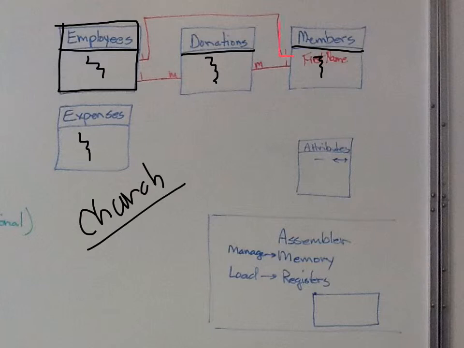For example, a member and an employee could be a one-to-one relationship. An employee could be a member, and a member could be an employee. The member can have a relationship to the donations. One member can make many donations. Same thing with the employee. One employee can make many donations, but each donation belongs to one member.